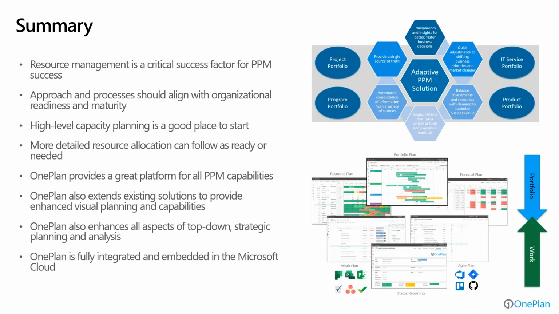So in summary today, resource management really is a critical success factor for overall PPM success. And our approaches and our processes should align with our organizational readiness and maturity. Let's be honest with ourselves about where we're at and put a plan in place to do that. High-level capacity planning, like we showed here today, is a really good place to start because it's probably the most achievable early on. And then more detailed resource allocation can follow as you're ready for it or if it's needed by your organization.